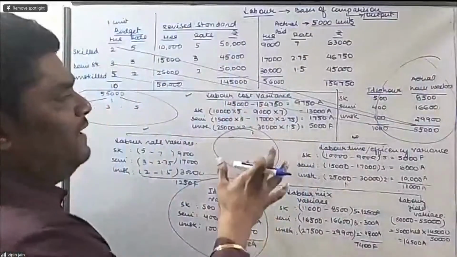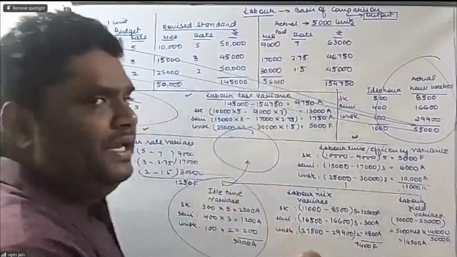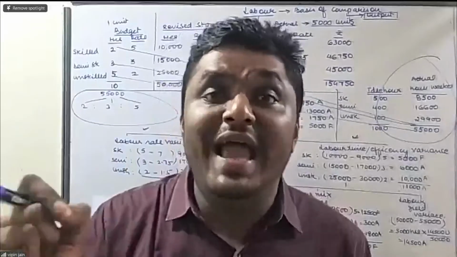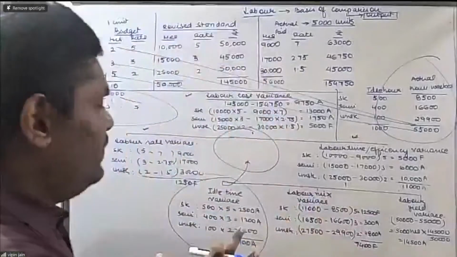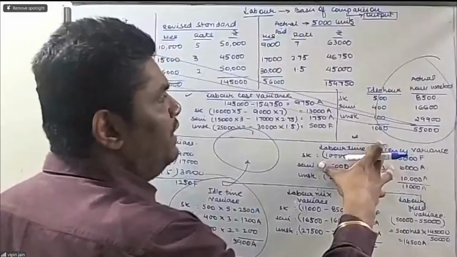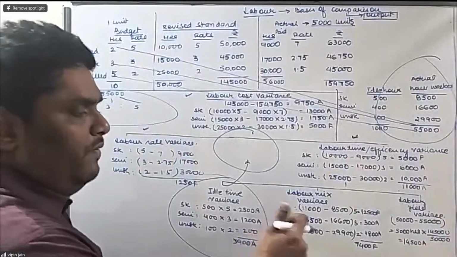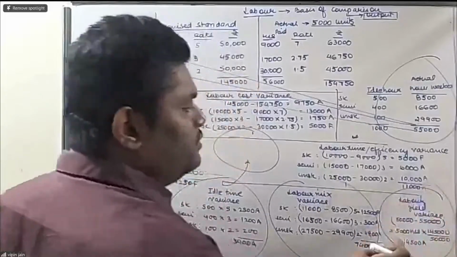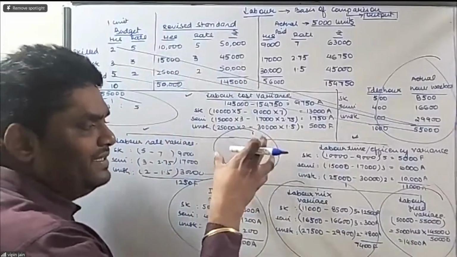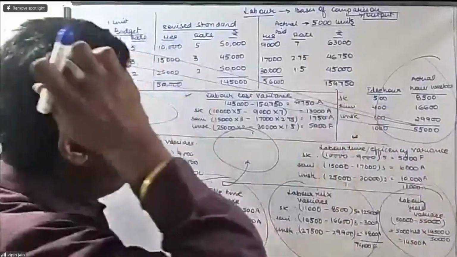Here, we have calculated labor efficiency variance using actual hours paid. But if we put idle time variance here, then labor efficiency variance will be calculated using actual hours worked. This is the change. So if we are placing idle time variance here at the second stage, then efficiency variance will be calculated using actual hours worked.